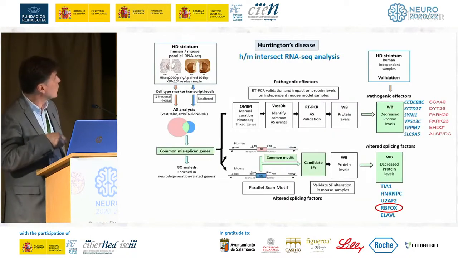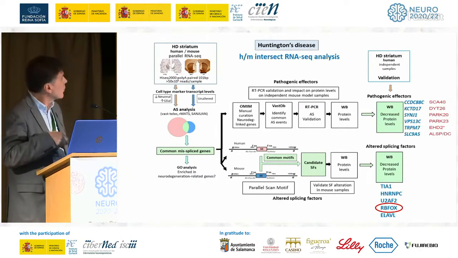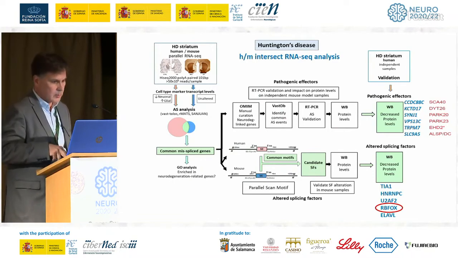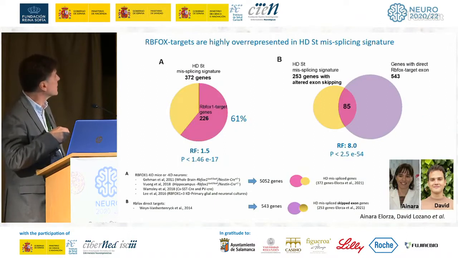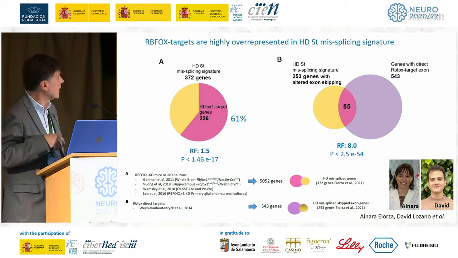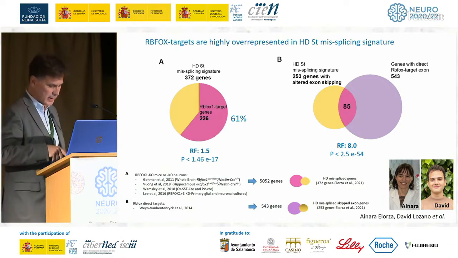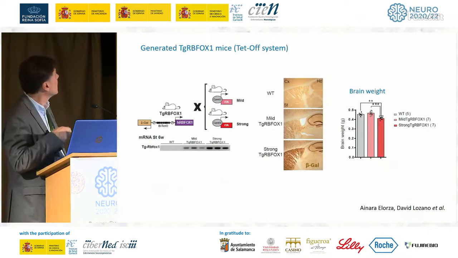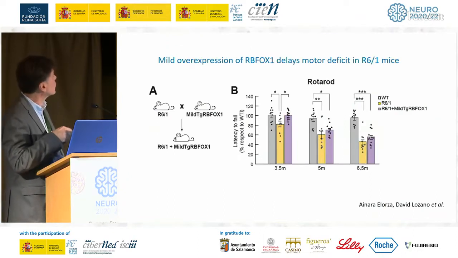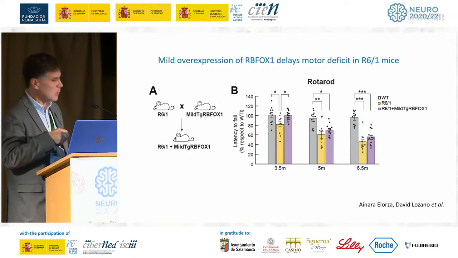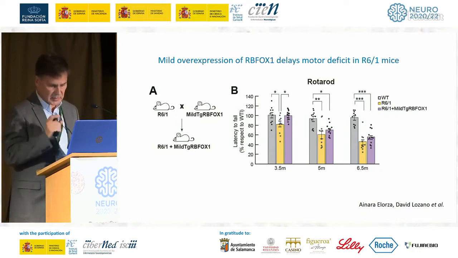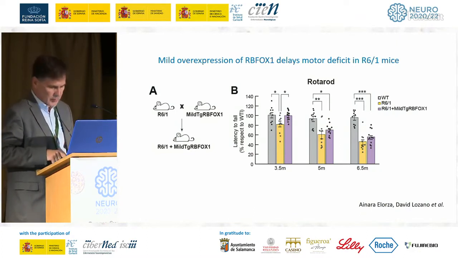Nowadays, we are exploring which of these splicing factors might be contributing the most to the missplicing signature, and we are currently focusing on RBFOX because we found that RBFOX targets are predominant within the missplicing signature, and this led Ainara Elorza and David Lozano in the lab to generate mice overexpressing in the brain RBFOX1 at different levels, and they found that the mild overexpression of RBFOX1 attenuates the motor phenotypes and also the neuropathology, and they are characterizing the specific correction of the missplicing events. And hopefully we will report that soon.